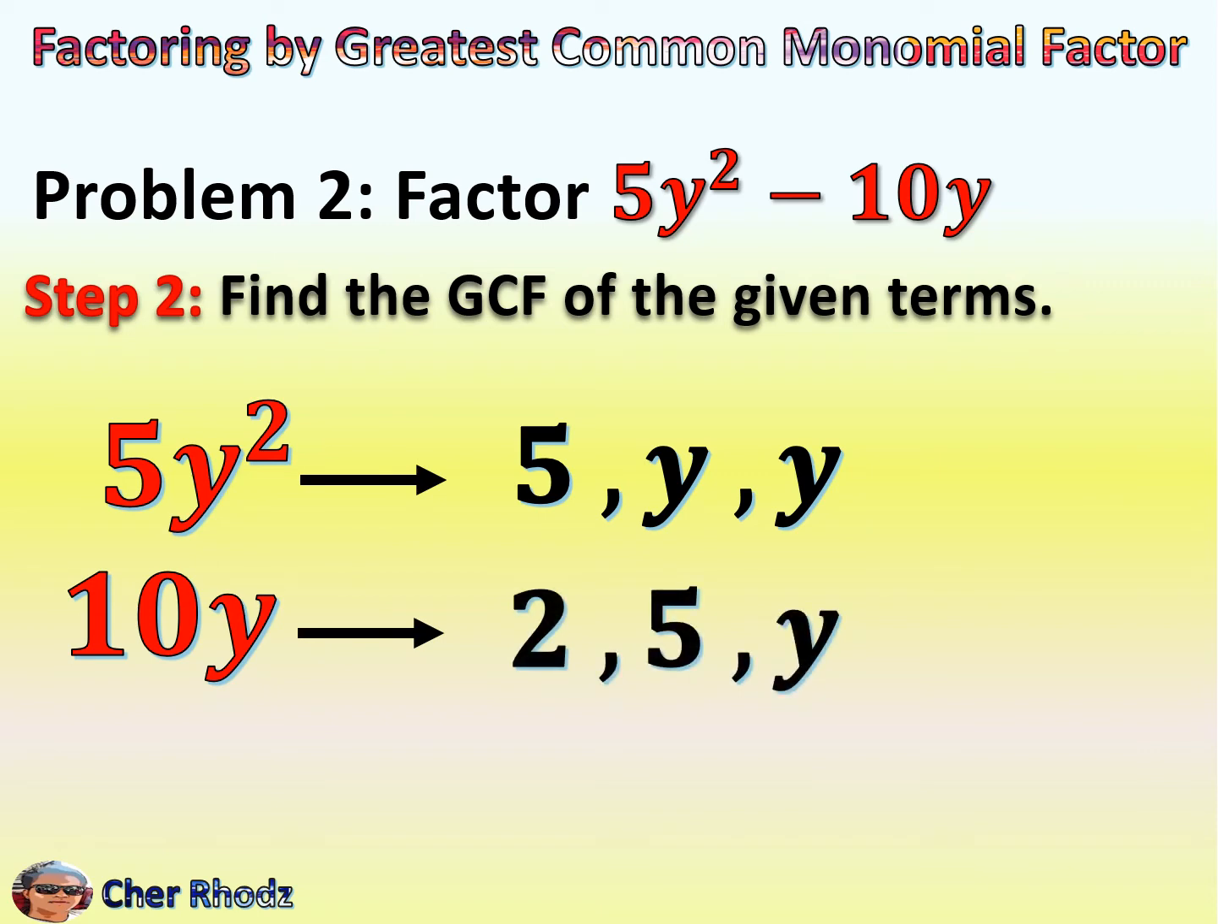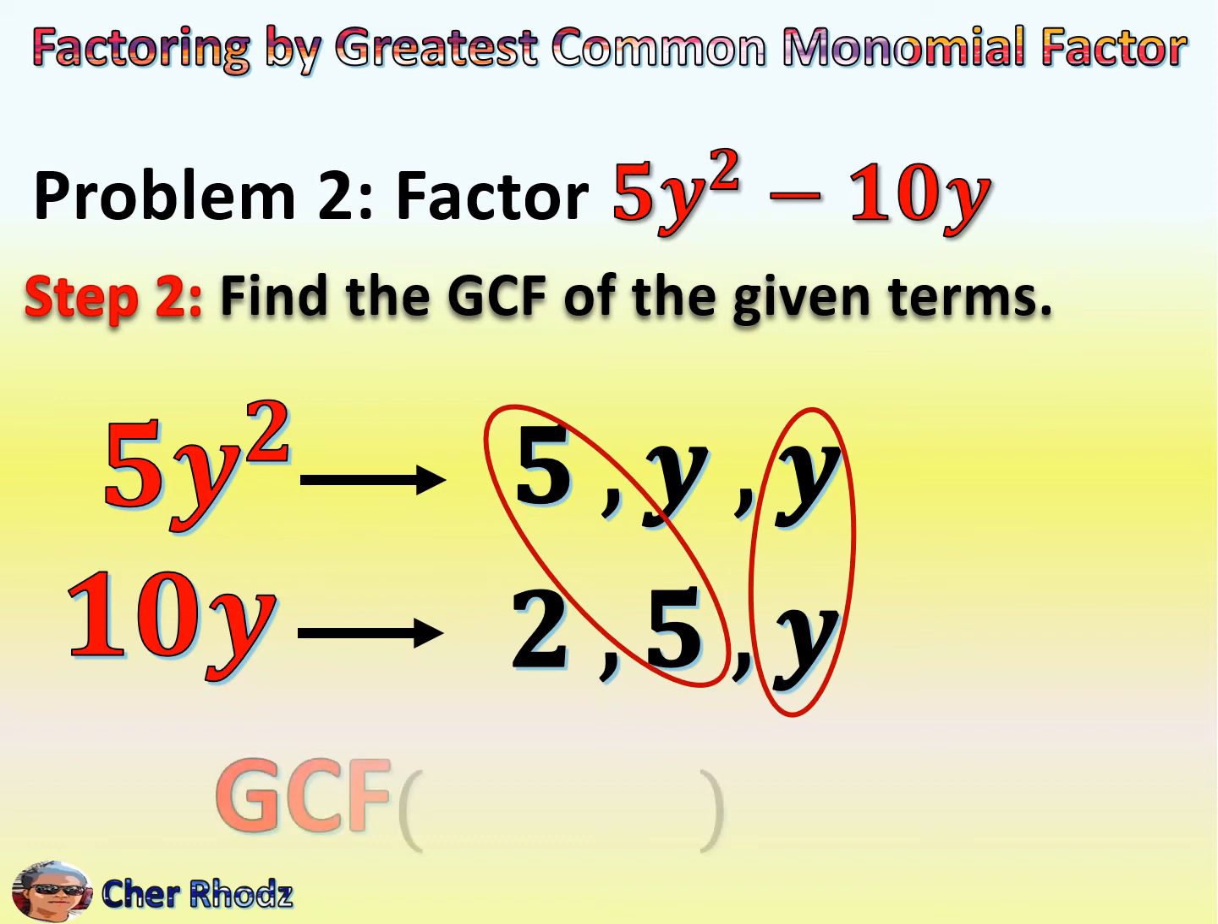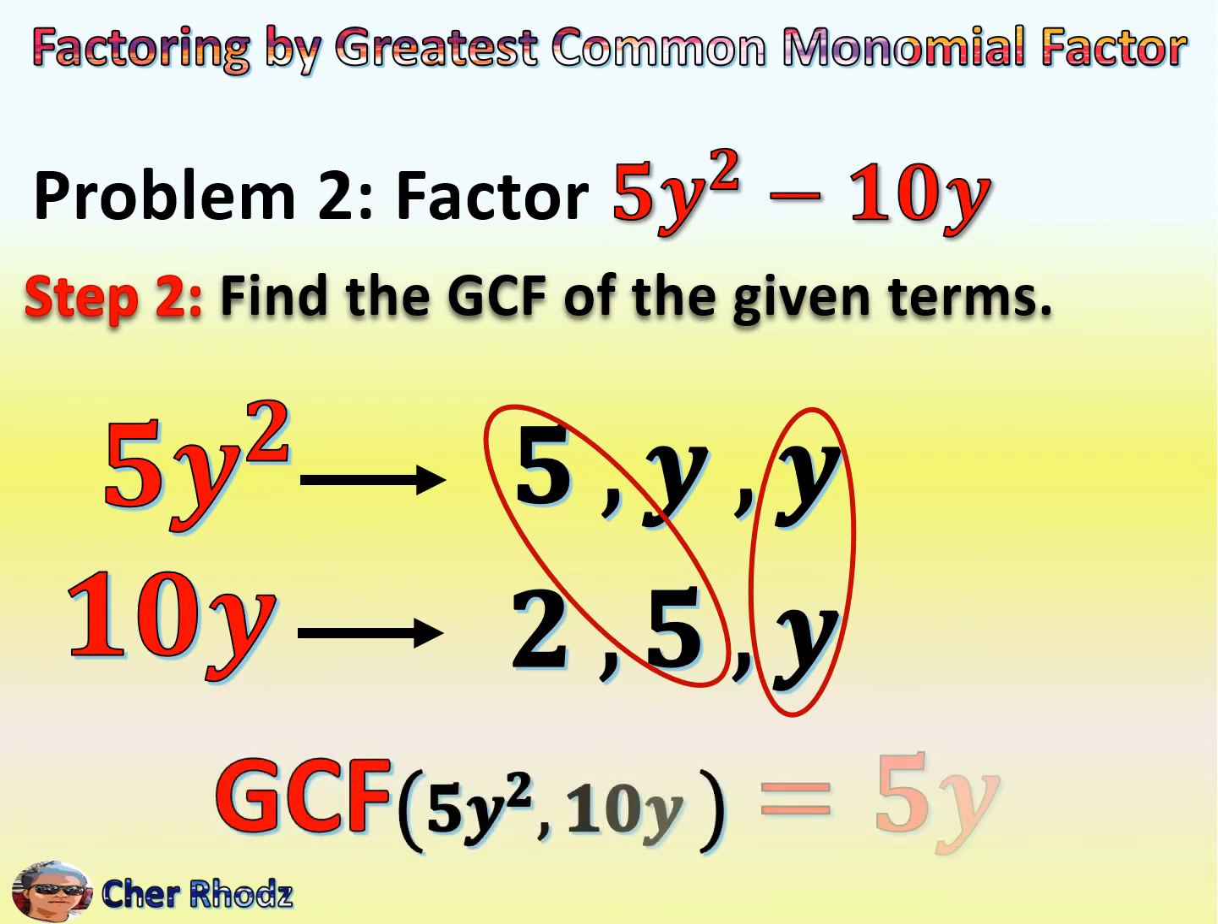Now, what is common to these factors? Okay, that's correct. The common to these factors are 5 and y. Therefore, the greatest common factor of 5y squared and 10y is 5y.